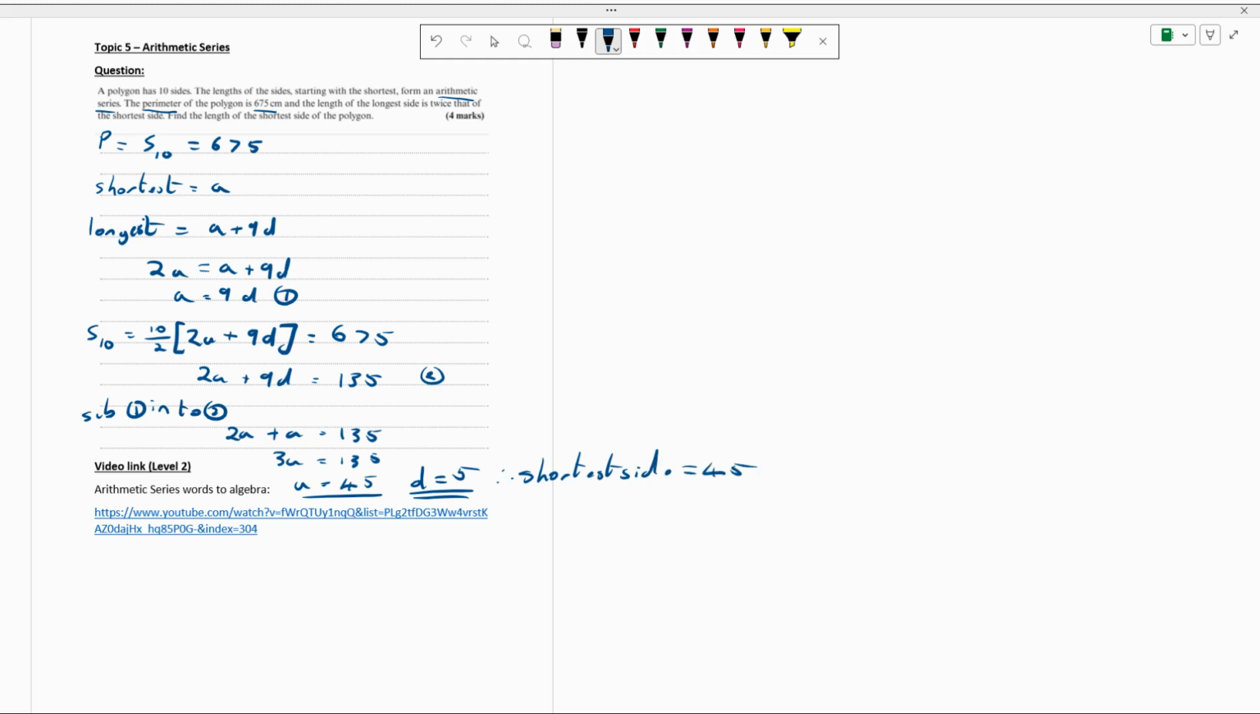Now if I wanted the longer side, I could type it in. So that would be 45 plus 9 times 5, which is 90. Okay, which is true from what they said. The fact is it's twice the shortest length. Okay, so make sure you've marked those.